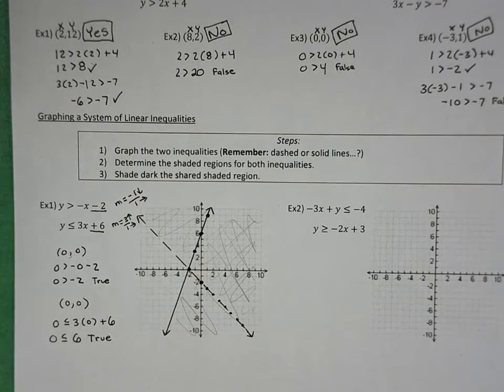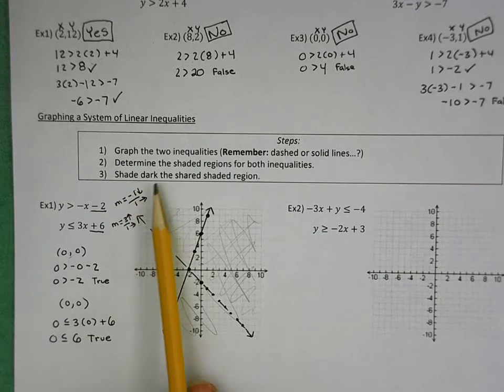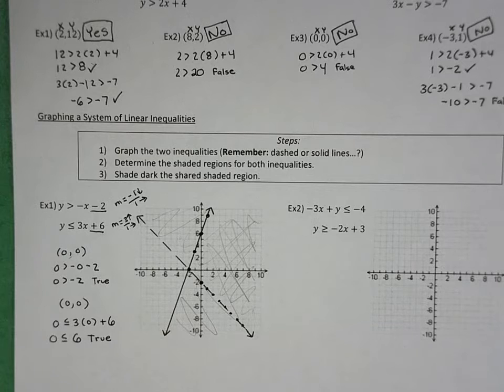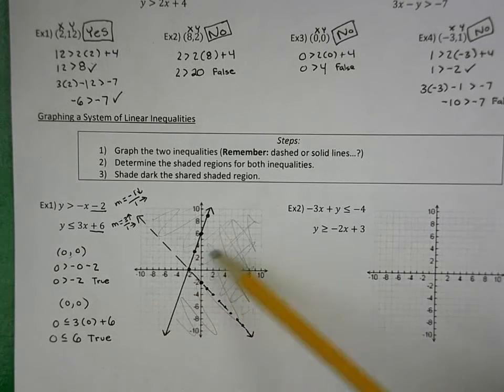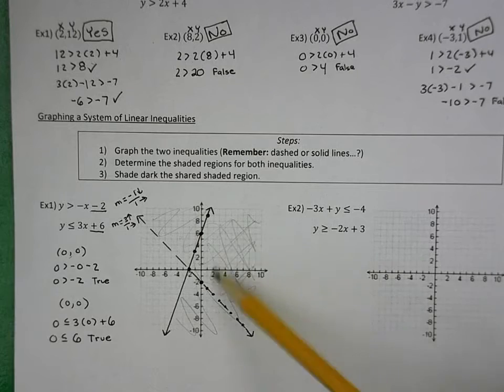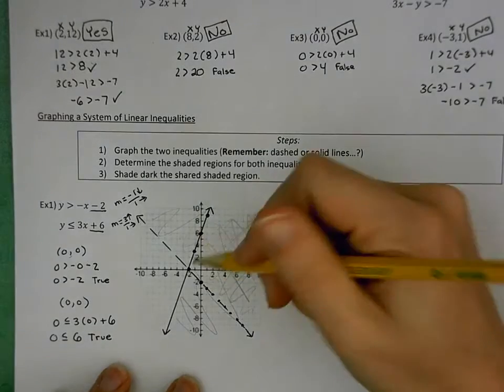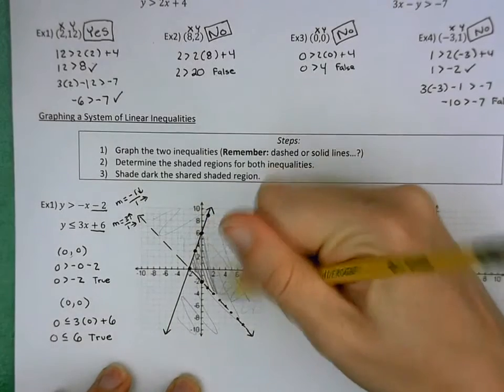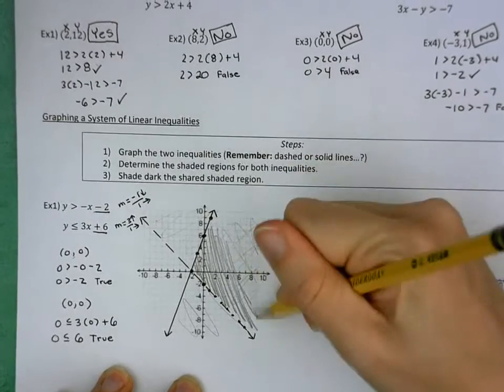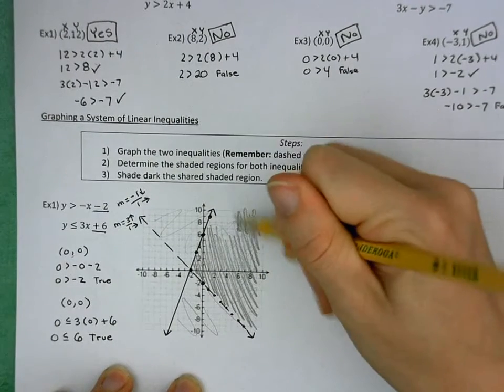Okay, which brings us to this last step, which is you need to shade dark the shared shaded region. What part do both inequalities shade? Okay, well when I look at this piece here, neither of them shade that piece. I have one of the lines shading this one. I have one of the lines shading this one, but here in this region, you notice we had both inequalities shading that region. Both times that we shaded, we covered this part of our graph. And so this is the part that I'm going to make sure it's really clear is my solution. Okay, and so you're going to shade that in really dark.